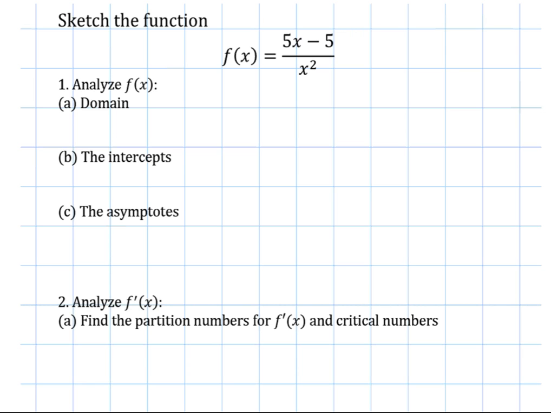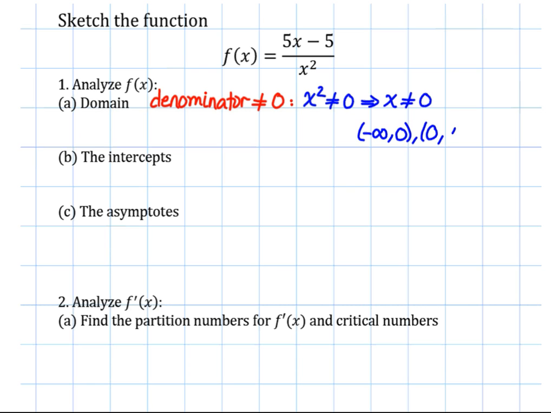The domain. This is a rational function, so the denominator cannot equal 0. So x squared cannot equal 0, so x cannot equal 0. If we write the domain, it will be from negative infinity to 0, and then from 0 to infinity. Right, so that is the domain.